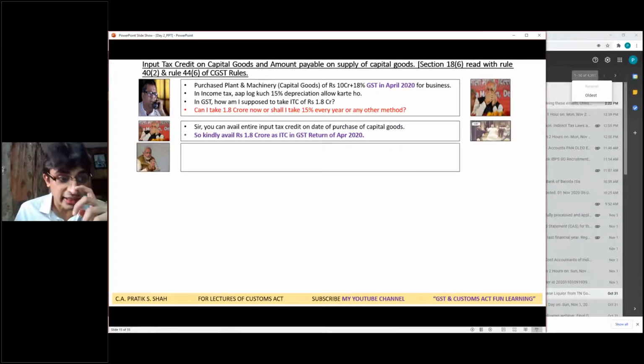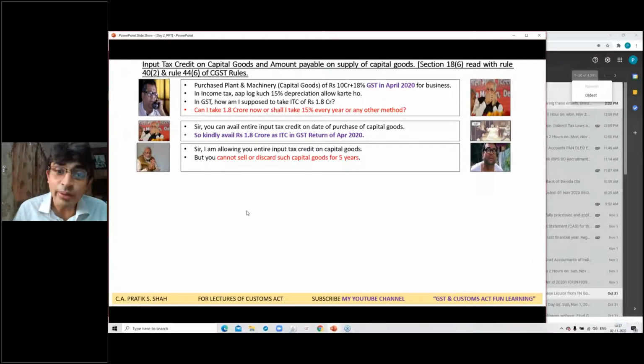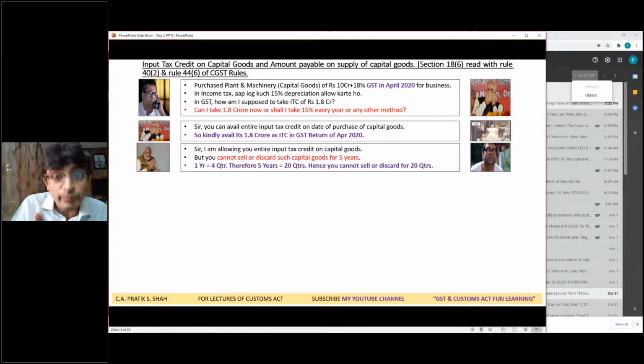Okay, but what is the condition? There is a condition. What is the condition? Condition is you cannot remove or you cannot sell this asset for how many years? 5 years. You cannot sell or remove this asset for 5 years. Okay. 1 year means how many quarters? 4. The 5 years means how many quarters? 20 quarters. Hence, in short, you cannot sell or remove the capital asset for 20 quarters.